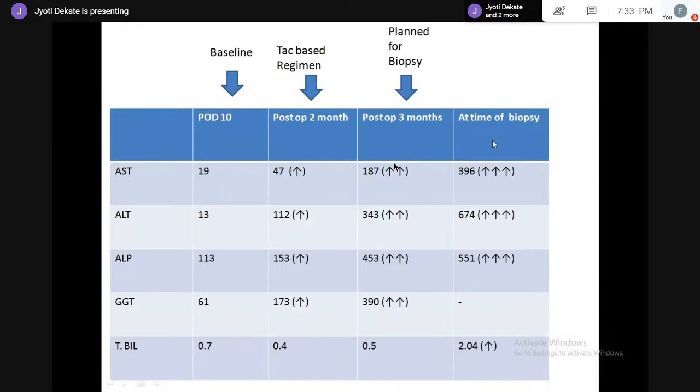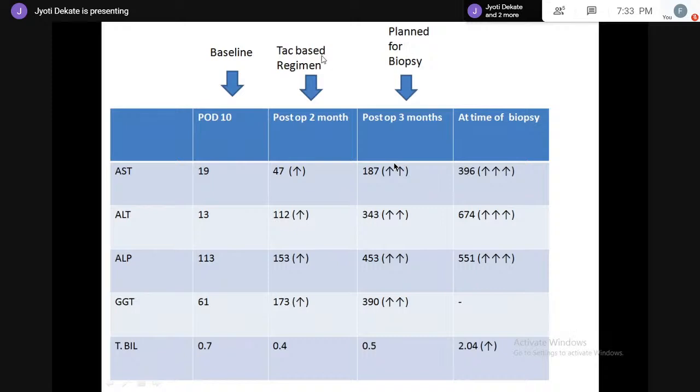This is the liver enzyme trend for this particular patient, where we can see the transaminases. The AST and ALT are basically the hepatocellular enzymes. ALP and GGT are the markers for bile duct function. Whenever there is injury to the bile duct epithelium, these enzymes get elevated. And of course, bilirubin. In this patient, as we see, on post-op day, the baseline liver enzymes were maintained well within the normal limits.